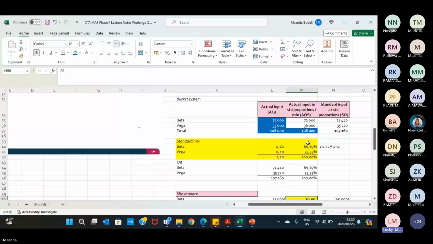I don't understand how we got the percentages there. You see, by standard mix data figure, yes, 66.67 and the 33.33%.